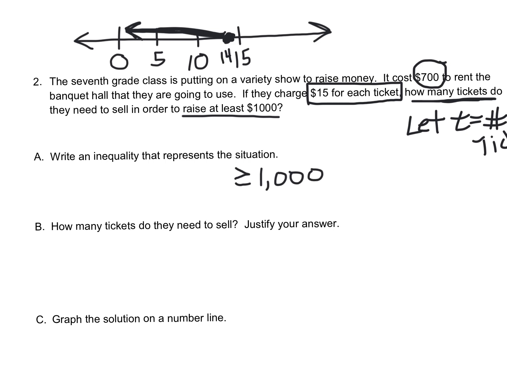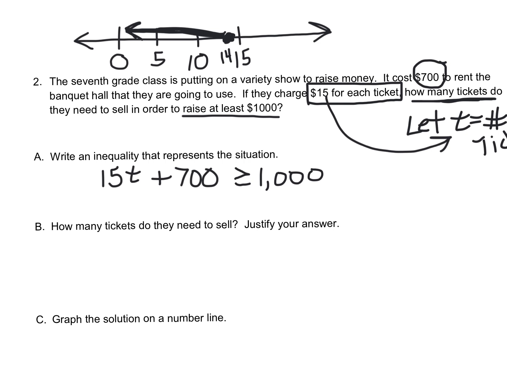So what do I have? I have a variable, T. The 15 goes with the T. So that means I'm multiplying 15 times T. And then I'm adding that $700 that we have to spend. Okay? On the left-hand side, we're getting our total amount spent. And we want to find out how many tickets in order to break even or better. When I say break even, I mean we want $1,000.